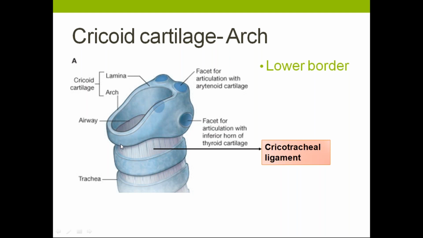The lower border of the arch of cricoid cartilage is attached to the first tracheal ring by a membrane called cricotracheal membrane or cricotracheal ligament. So it's very easy to remember. Next to the cricoid cartilage you have the first tracheal ring. So between these two you have the cricotracheal membrane or cricotracheal ligament.